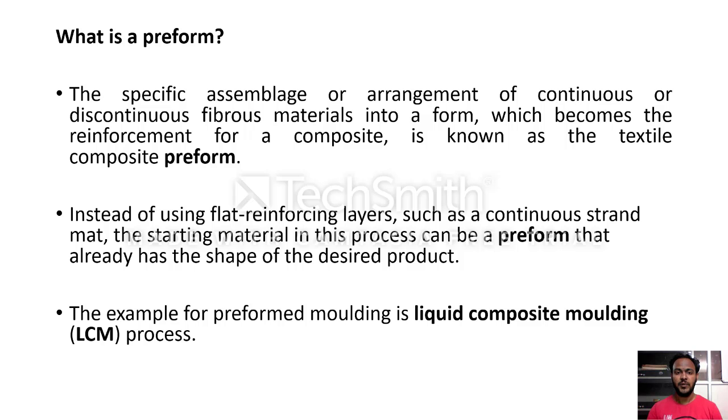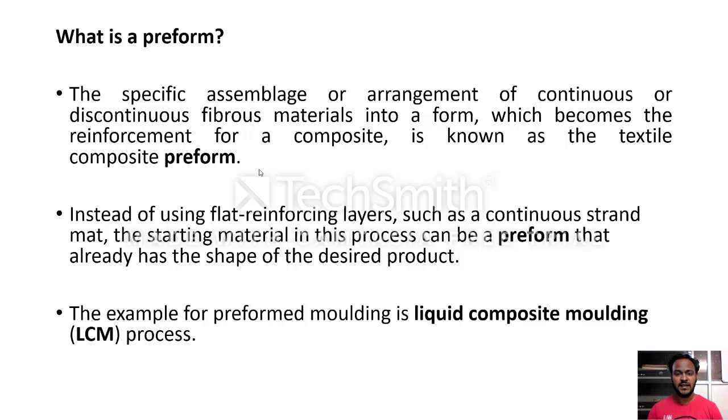Before going into the molding process, first we need to know what is meant by preform. The specific assemblage or arrangement of continuous or discontinuous fibrous materials into a form which becomes the reinforcement for a composite is known as the textile composite preform. So you arrange the continuous or discontinuous materials into a particular form, and that becomes the reinforcement for a composite. Hope you know very well.